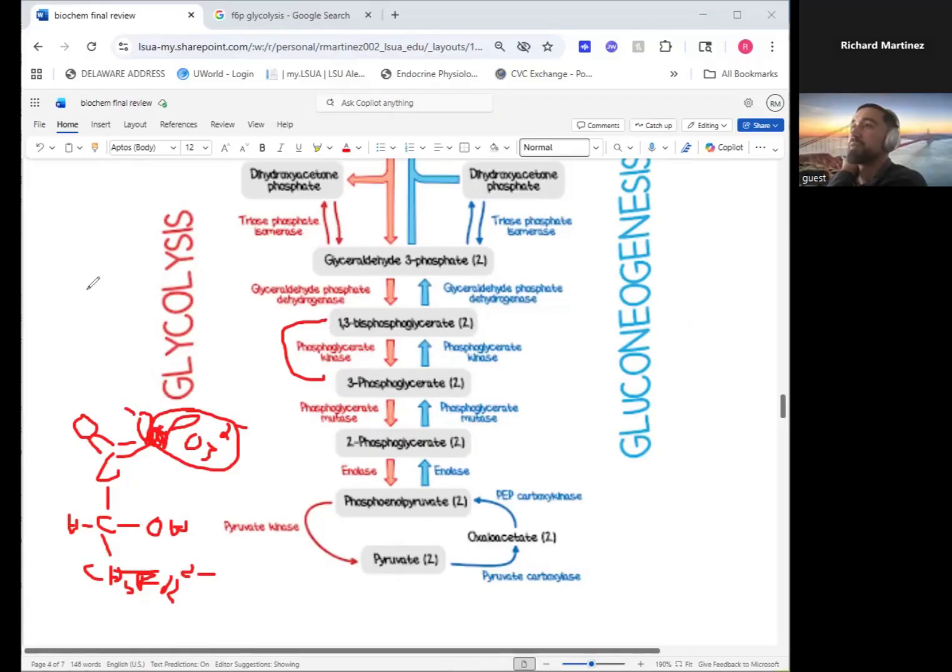Let me write this in a different color. And I'll eventually get better at drawing on the computer. I'm so not used to it. Okay, cool. Double bond, because it loses the bond to phosphate. Becomes negatively charged. Double bond. Now, this phosphate group goes to an ADP to form ATP. Does that make sense?